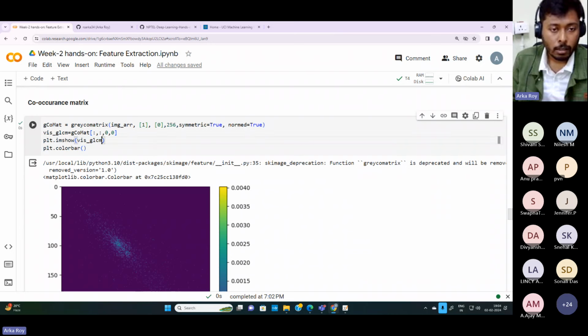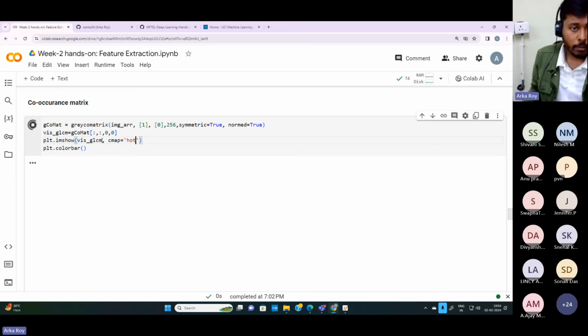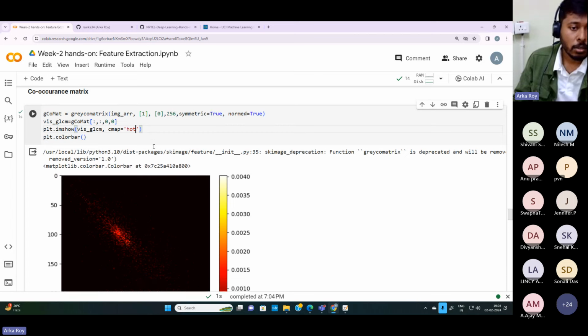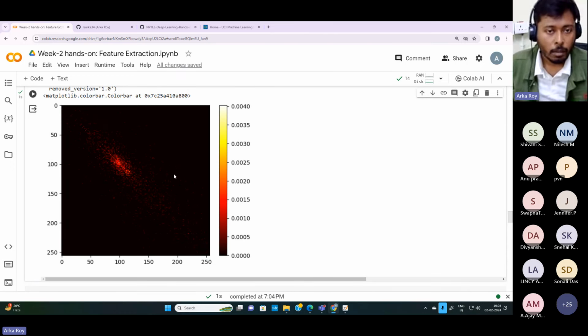So if I want to use some other visualization scale, for example, if I want hot, it will give you another visualization scale, which is basically using the red color. So by hot, you can see that wherever the value is 0, they are dark. And over here you have some value, which is shown glowing. So this is the overall GLCM matrix.